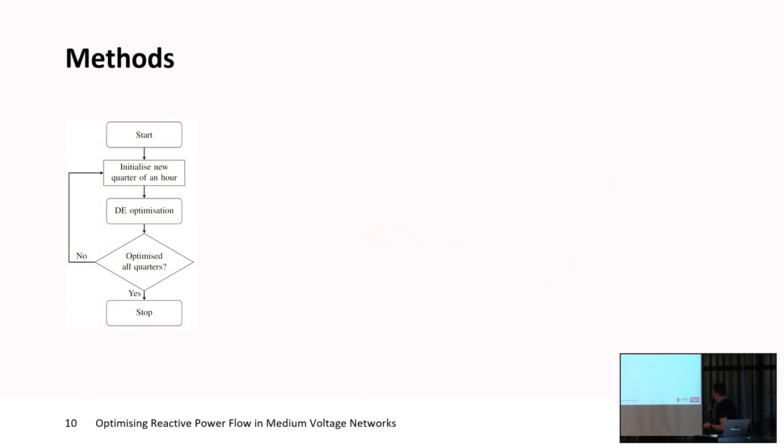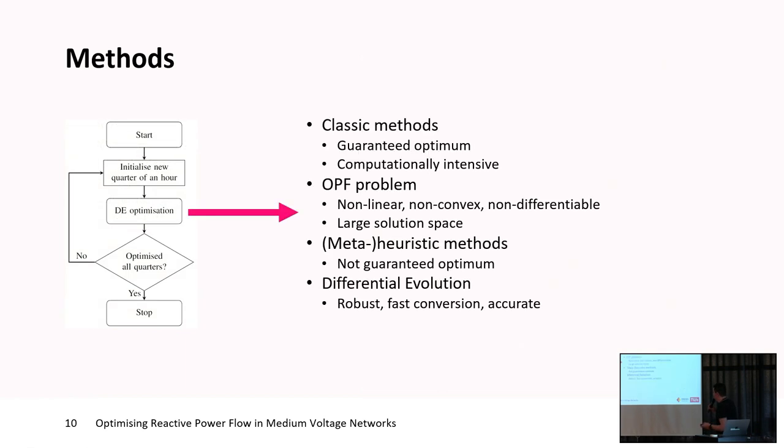Now I have the following flow diagram, where the main optimization is done by differential evolution. I will not bother you too much with this, so let me skip this. But I first start with a quarter of measurements. Every quarter of an hour there are measurements done in the grid. And that is used in the model. It's inputted in the model.